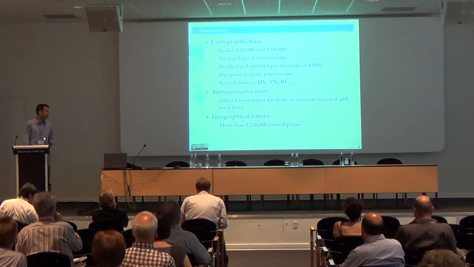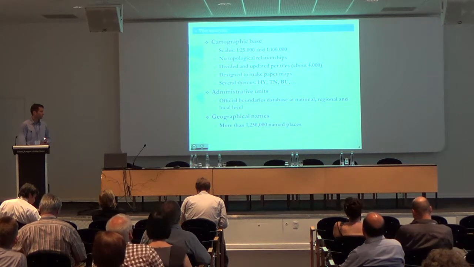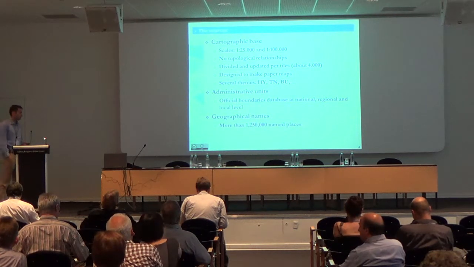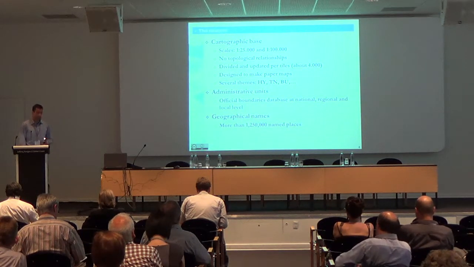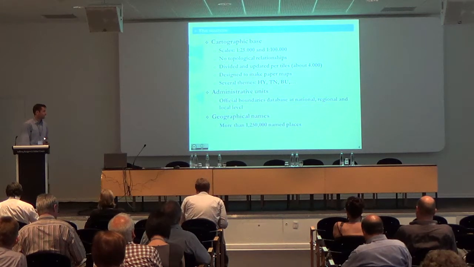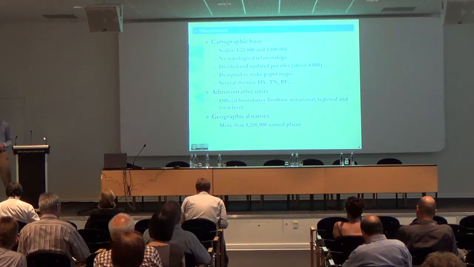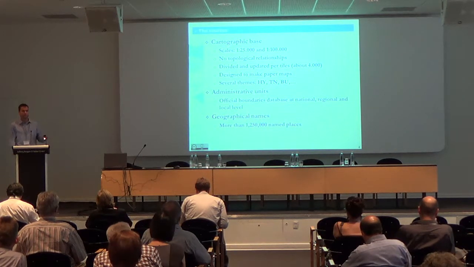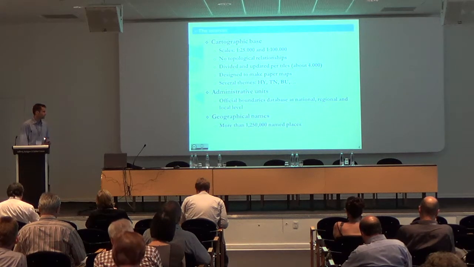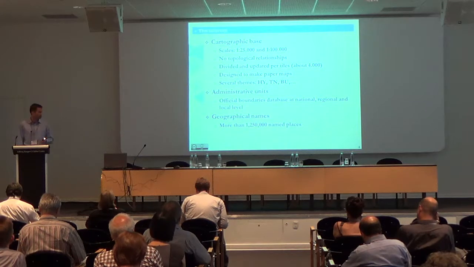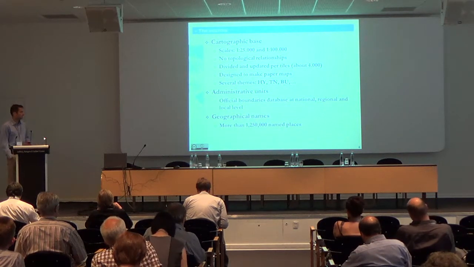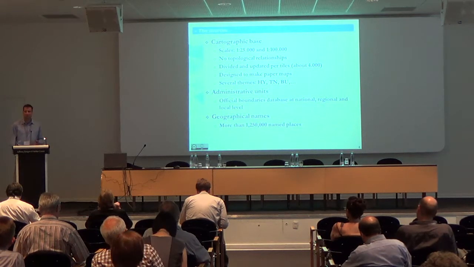We have a cartographic base at the scale 25,000 and 100,000. But unfortunately, these cartographic bases don't have topologic relations. They are divided, updated per tiles, about 4,000 for the whole territory of Spain, because these databases are designed or oriented to make maps on paper. There are several themes in this database: hydrography, transport network, buildings, and so on. Another source is the administrative units database with the official boundaries at national, regional, and local level.